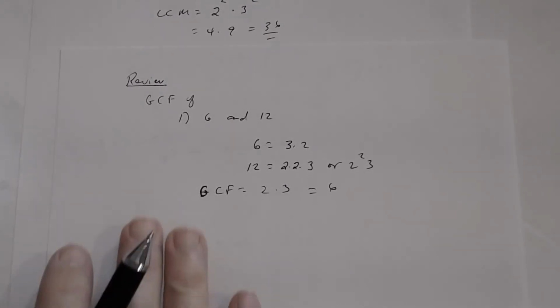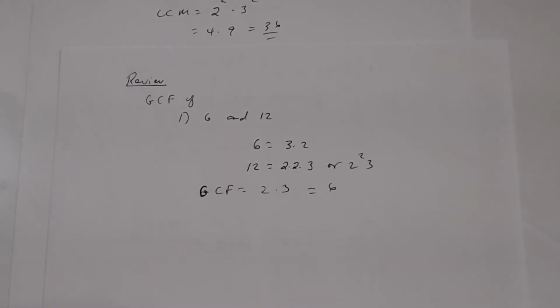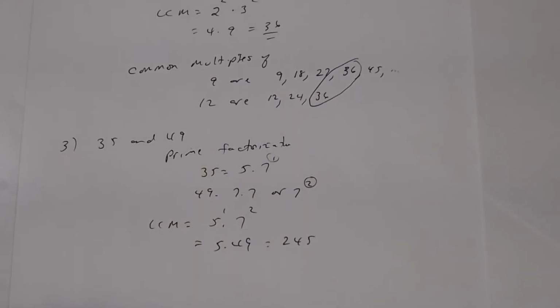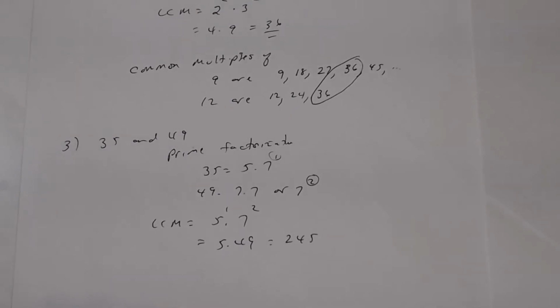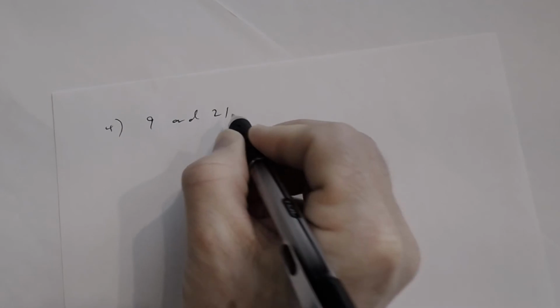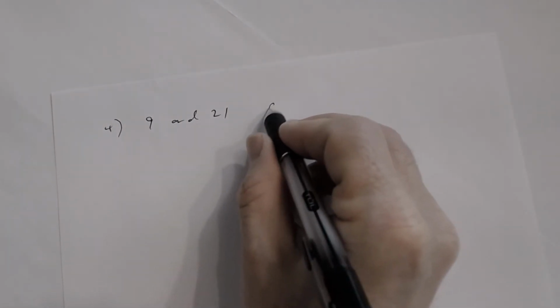Okay? So we're going to come back and do another one in a little while. So I'm going to go off and continue talking about least common multiple. So we did number 3. Let's look at number 4. So number 4, let's suppose we have 9 and 21. Okay, so we're finding the least common multiple.